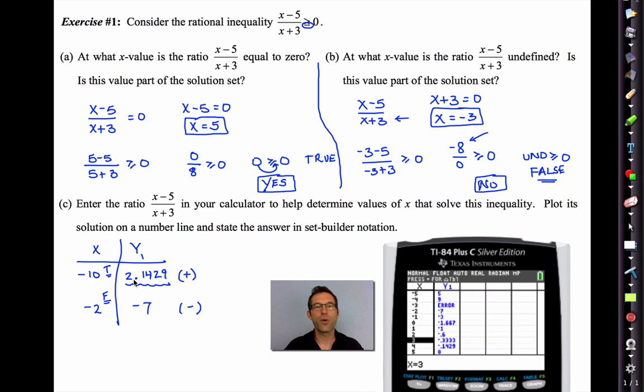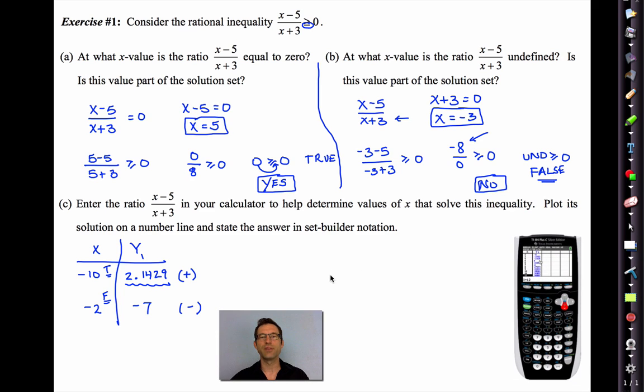In fact, I have to keep going down in that table until I hit x equals 5. And then the output is 0, which I knew from letter A. The cool thing is, now if I look at x equals 6, the output has turned positive again. And at x equals 7, the output is positive. And at x equals 8, the output is positive. In fact, I can keep going down in that table as far as I want, and the output will remain positive.